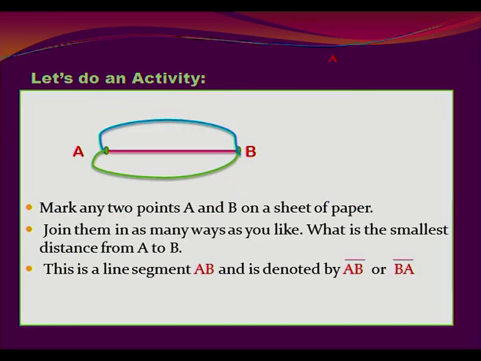Suppose you mark any 2 points A and B on a sheet of paper. Once again, join them as many ways as you like. I have joined only 2 ways, but you can join from A to B or B to A in many ways. What is the smallest distance from A to B? You see the red line, that indicates the smallest distance. So, this is line segment AB, denoted by AB line segment or line segment BA.